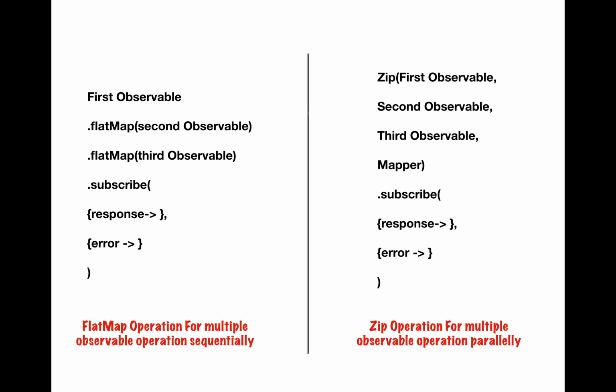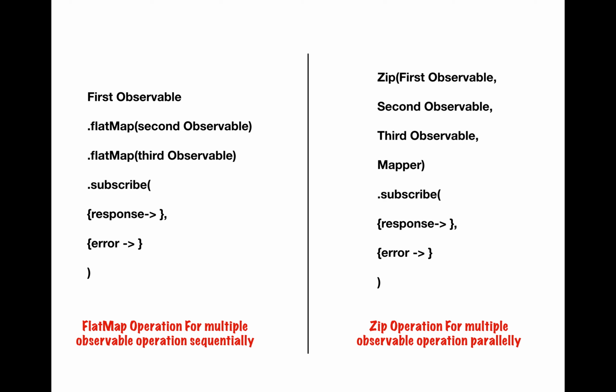In the subscribe chain, in the response part, you will only get the output of the last observable. So in the case of flatmap, in the response you will get the output of the third observable. But it is quite evident that the flatmap operator that gives you the response of the third observable has the output of the second observable as its input.